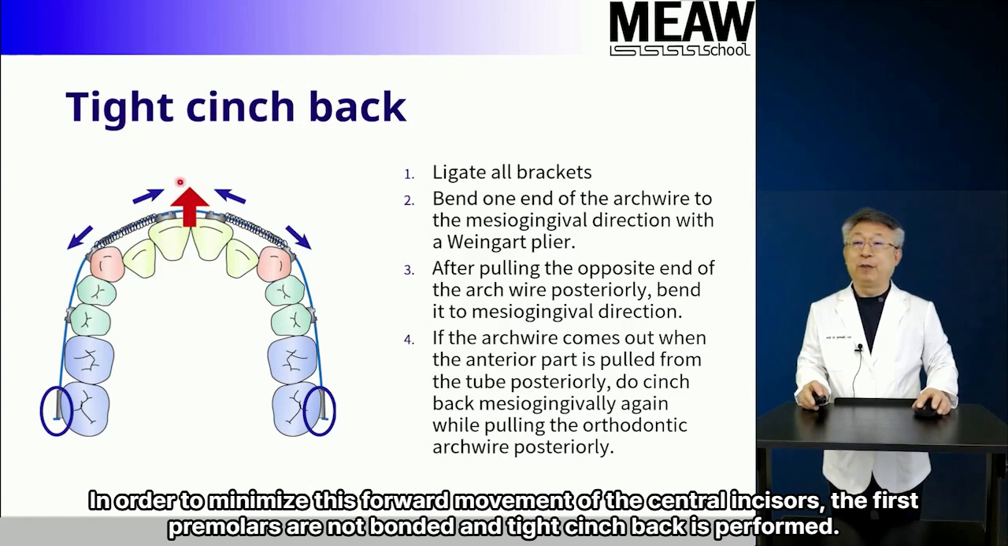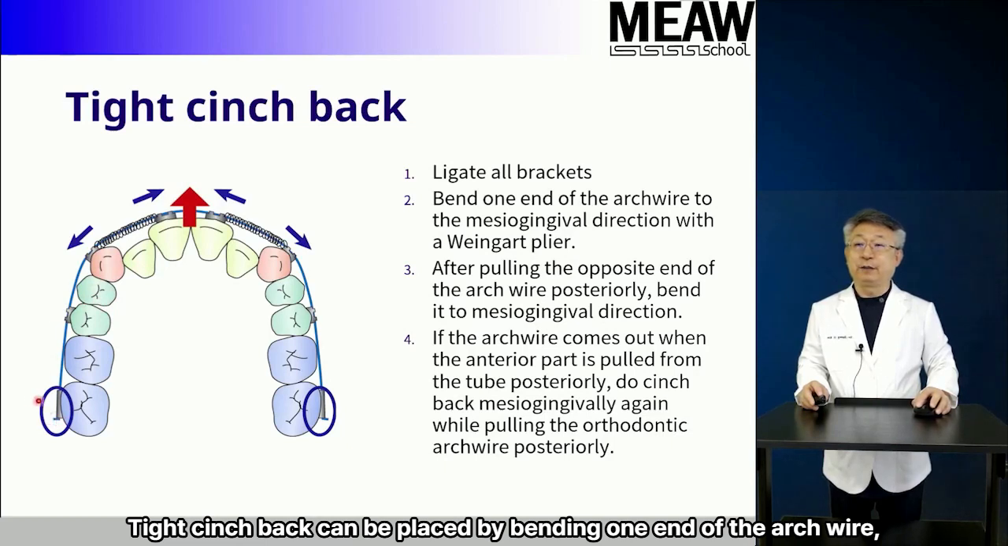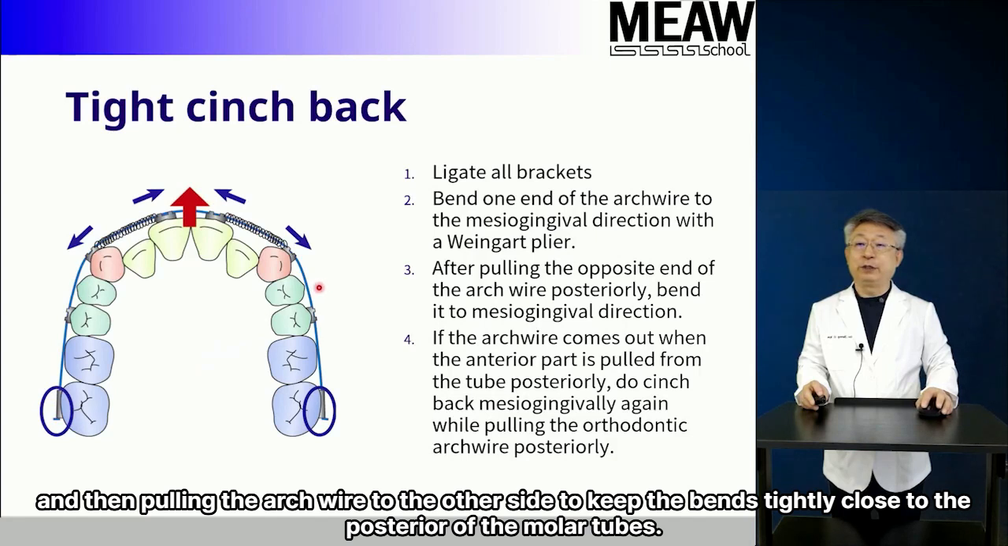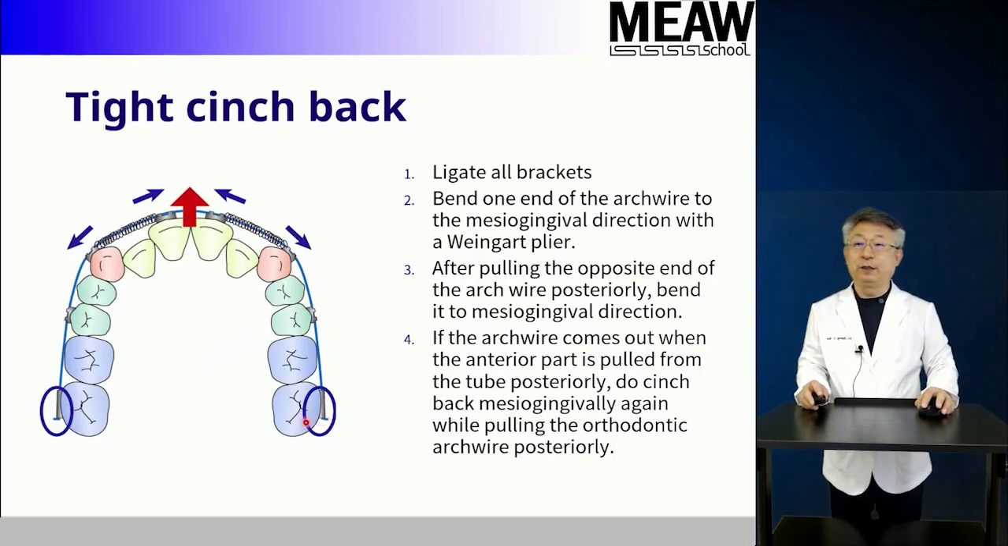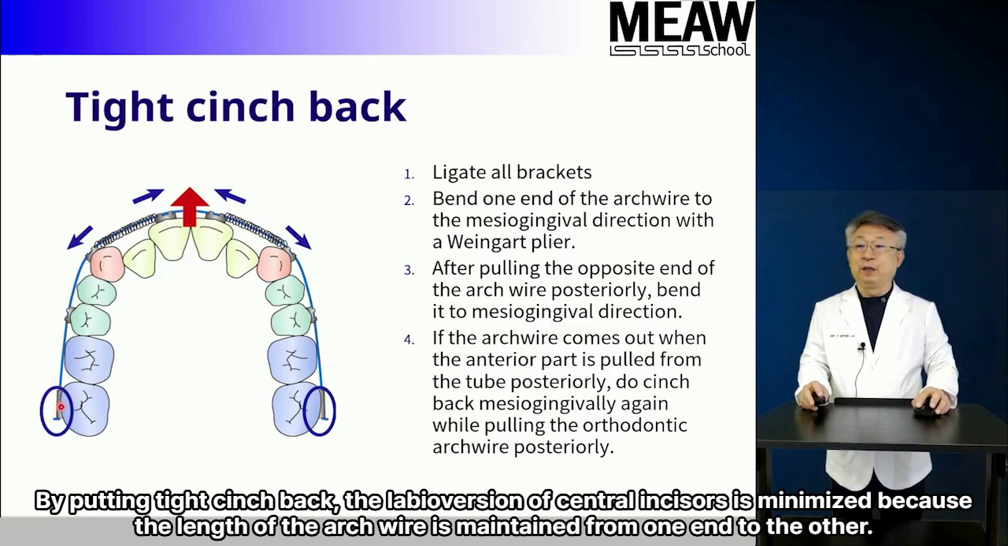In order to minimize this forward movement of the central incisors, the first premolars are not bonded and tight cinch back is performed. Tight cinch back can be placed by bending one end of the arch wire and then pulling the arch wire to the other side to keep the bends tightly close to the posterior of the molar tubes. By putting tight cinch back, the labioversion of central incisors is minimized because the length of the arch wire is maintained from one end to the other.